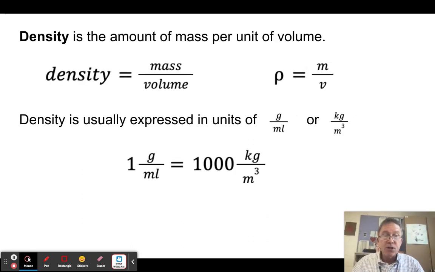Okay, now we're just going to have to shift for a moment and talk about density, because density is a big aspect of what we need to talk about when we're talking about fluids.